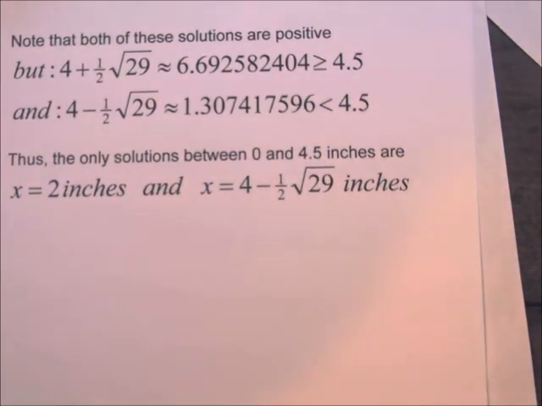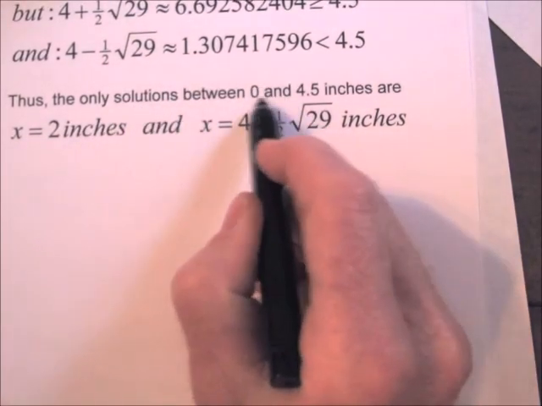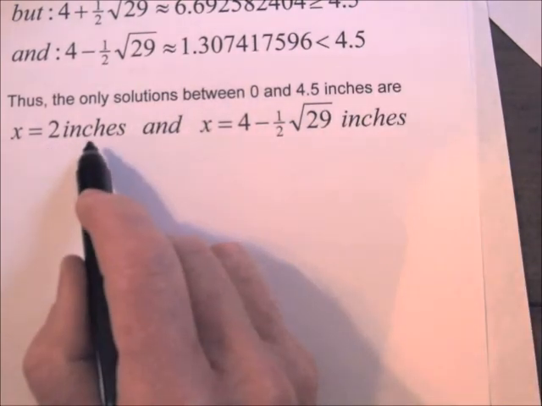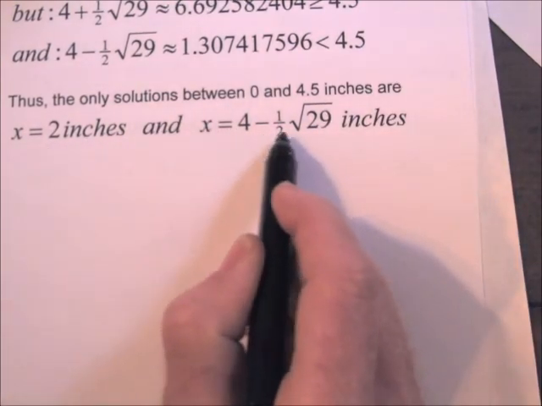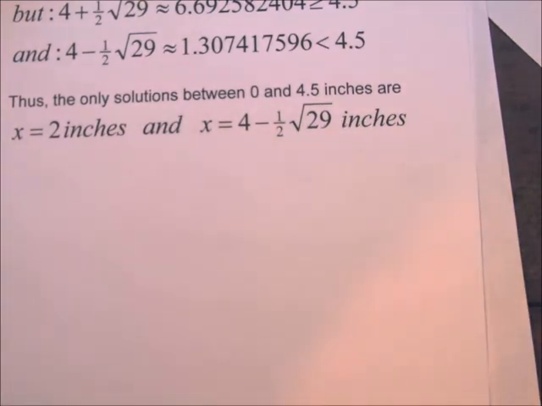So that gives us two solutions. The only solutions that are between 0 and 4.5 inches are x equals 2 inches and x equals 4 minus half square root of 29 inches. And that concludes this presentation.